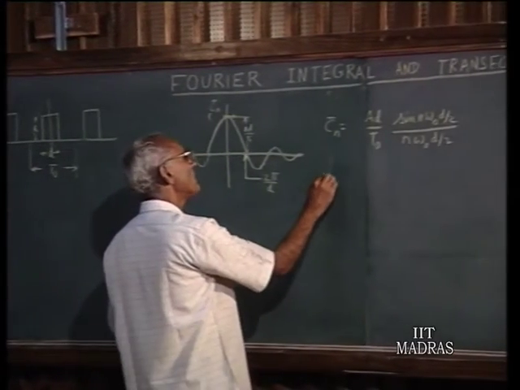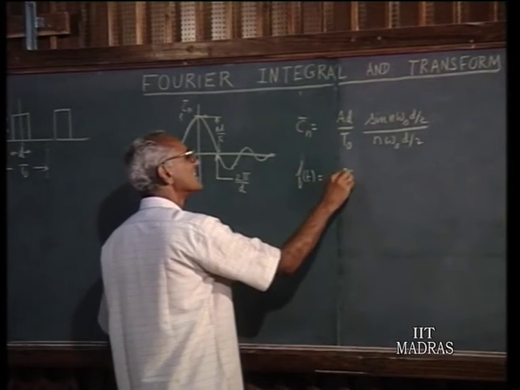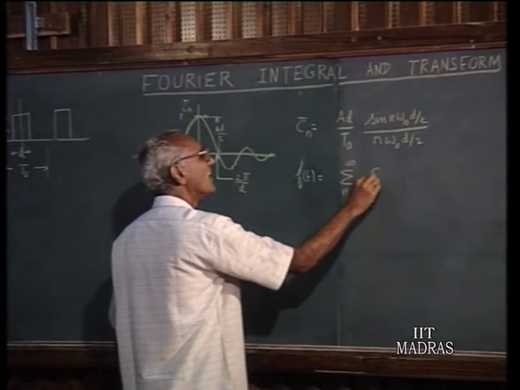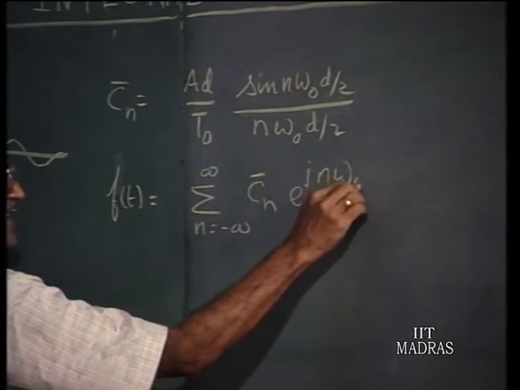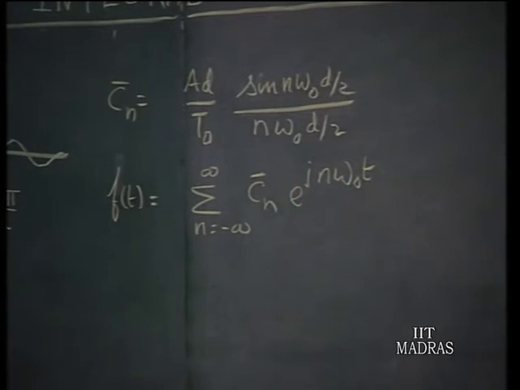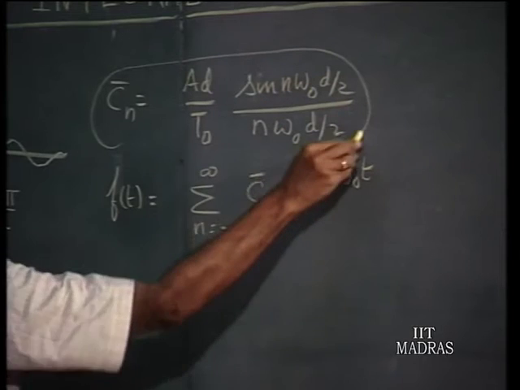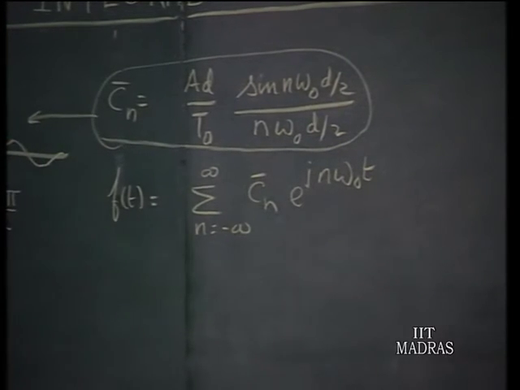And if we wanted to find out f of t from this, we certainly write this as the sum over n from minus infinity to plus infinity of C n e to the power of j n omega naught t. That is what you get. This is the general term. The particular C n that we are getting applies to this specific waveform. This is the general formulation.